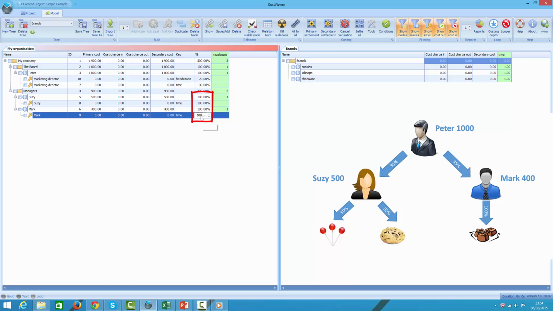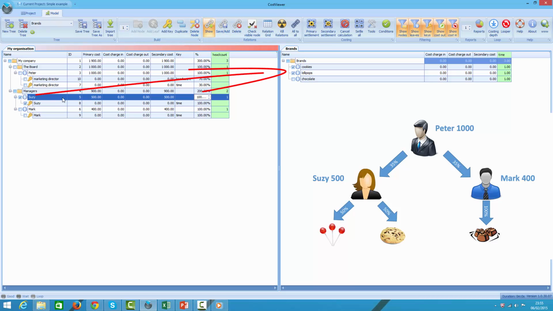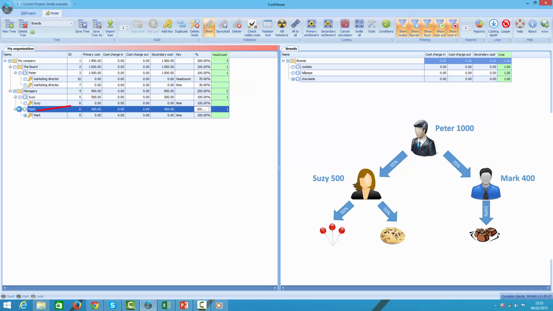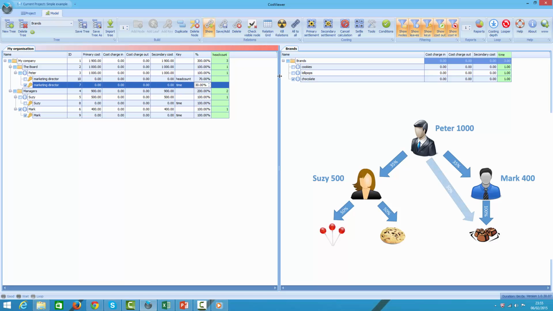And because Susie is more senior, she looks after 2 brands, cookies and lollipops, and spends the same amount of her time on each. Whereas Mark, being junior, manages the chocolate brand only. Additionally, Peter, our marketing director, has decided to spend 30% of his time supporting the chocolate brand directly, knowing Mark is too junior to handle the task on his own.